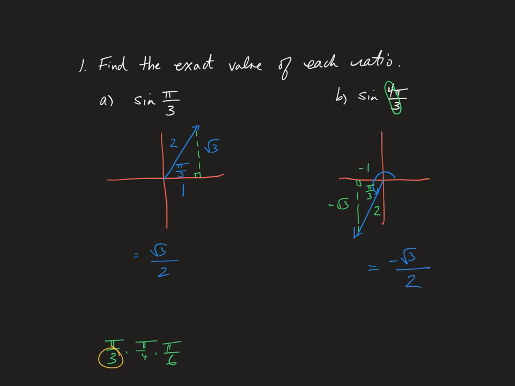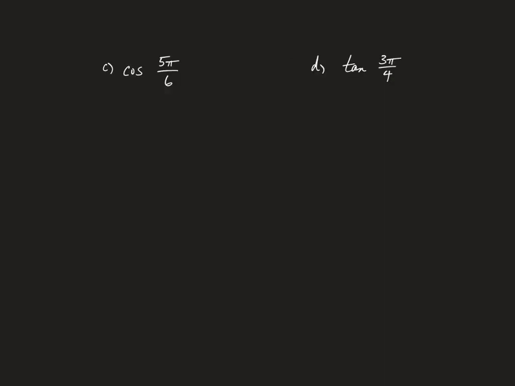So there is us working our way through some rotation angles to find exact values of ratios, and we're also working with it in terms of radians. So let's keep going with problems like this. Let's take a look then at part C. The cos of 5 pi by 6.